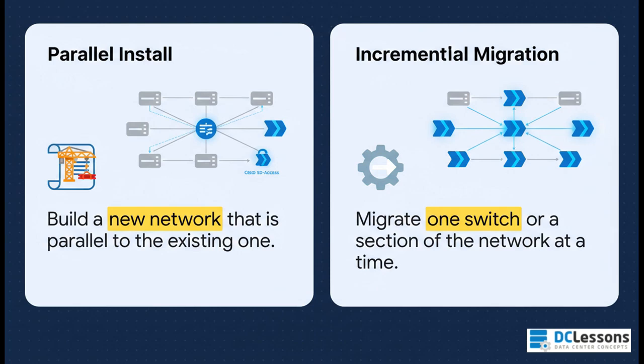First, there's the parallel install. The best way to think about this is like building a brand new house right next to your old one. It's a completely fresh start, perfect for, say, a new greenfield site. The other option, and this is the one we're really going to focus on today, is an incremental migration. This is more like renovating your house room by room. And honestly, for most existing networks, this is going to be the way to go.